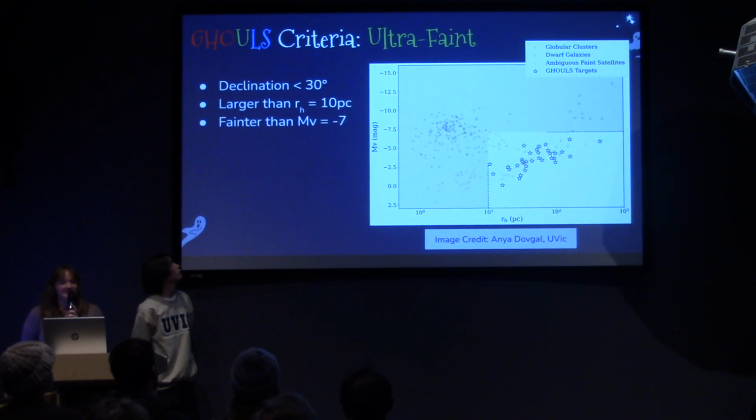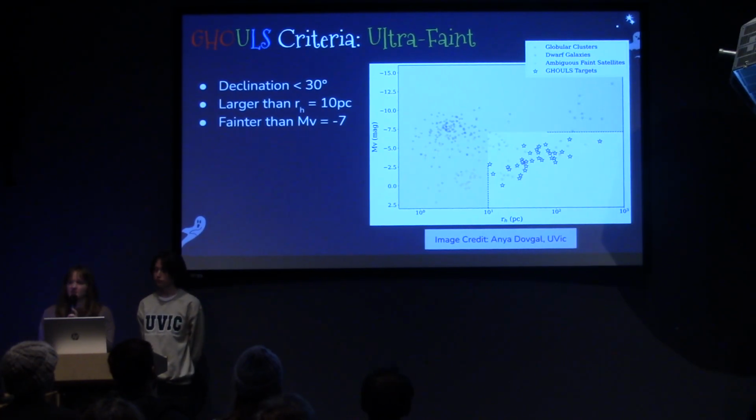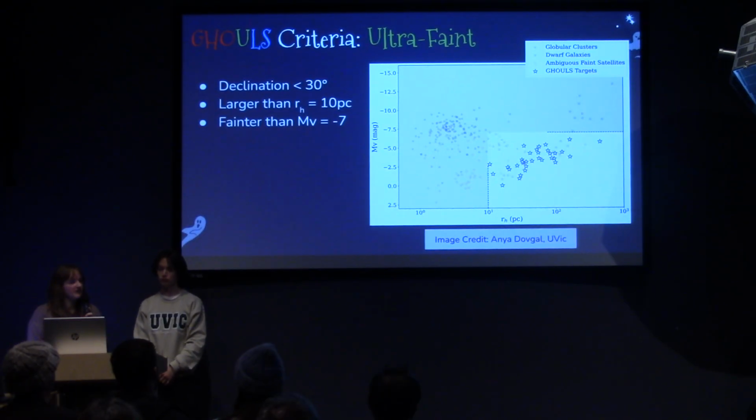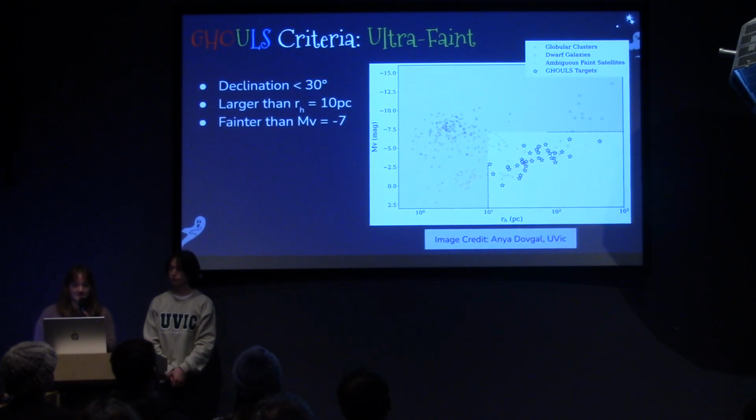Our next one is we want our systems to have a smaller magnitude of -7. So magnitude is basically just a brightness measurement in astronomy. Absolute magnitude is truly if we put all of our things at the same distance, what does it look like? And for ultra-faint dwarf galaxies, a galaxy having a magnitude of -7 is actually quite faint. And that's what we're really interested in. We want to know what are the really faint things.